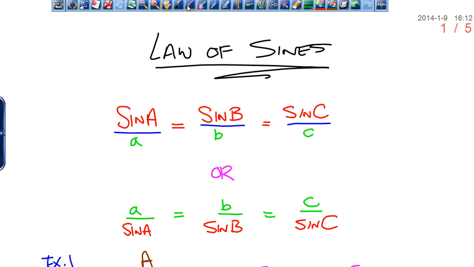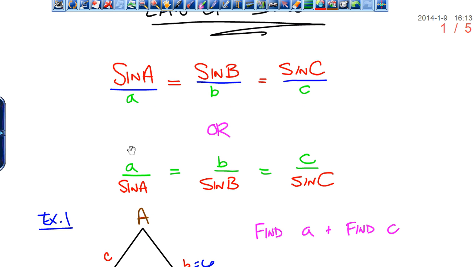Now on top here, for the first part, we have sine A, sine B, sine C. Those are all the angles. And then on the bottom, lowercase a, lowercase b, lowercase c, those are all the sides. Since they're proportions and they're all fractions, we can actually say the reciprocal, lowercase a over sine of capital A, all that stuff. It works the same way. It doesn't matter which one you use. If you're more comfortable with the second one, do it. More comfortable with the first one, use that one, whatever.